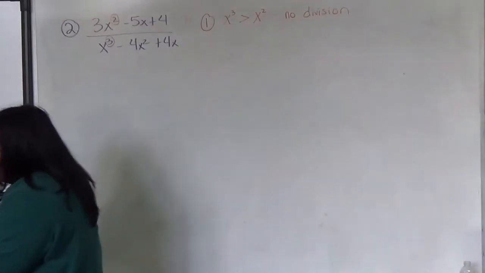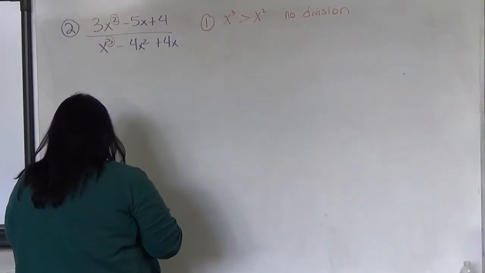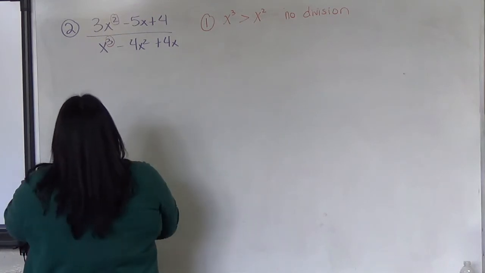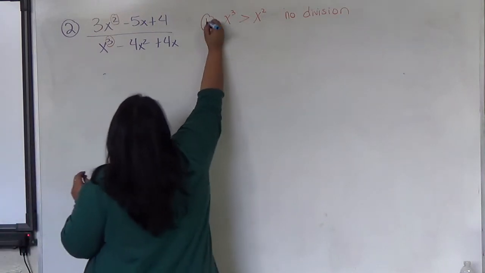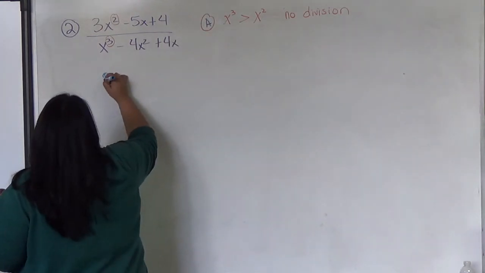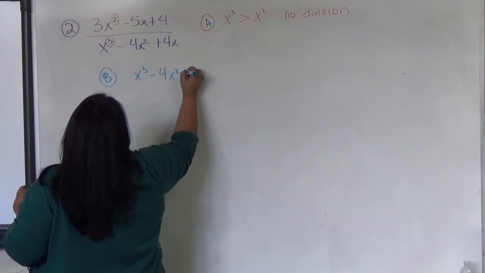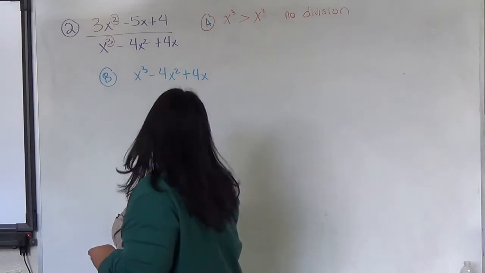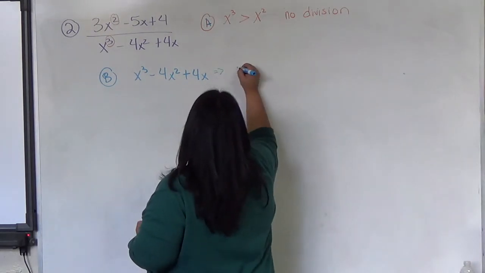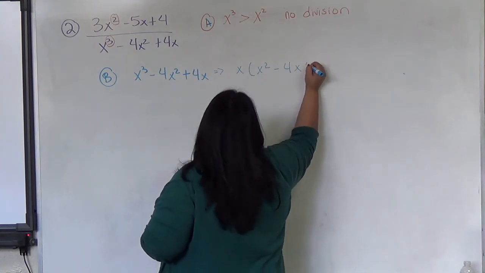My next step is to do what? The thingy on the bottom. What's the bottom called? The denominator. Let's do this A. The denominator is x cubed minus 4x squared plus 4x. Yes? What's my first step? Pull out an x. Pull out an x for each one. So x squared minus 4x plus 4.